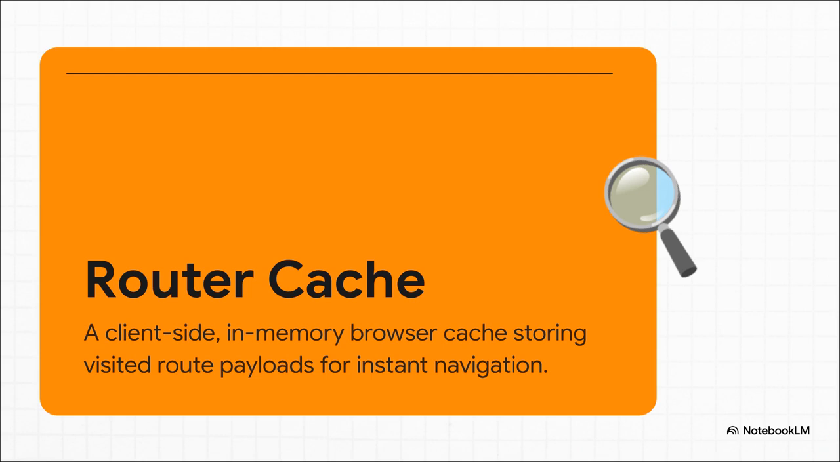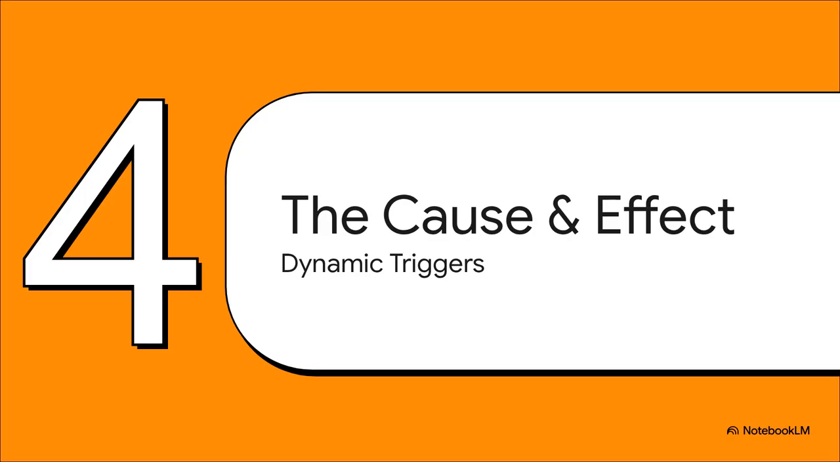But when a route goes dynamic, poof, this cache is completely ignored. And last but not least, we have layer 4, the router cache. This one lives entirely in the user's browser. As you click around a Next.js app, it's cleverly prefetching the pages you might go to next and storing them right there in memory. That's the magic behind why navigating between pages or hitting the back button feels so incredibly snappy and seamless.